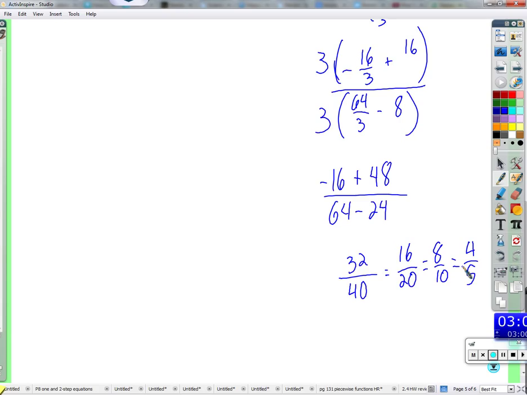Two over three wasn't a bad guess. The slope at that point is 4 over 5. Okay. Now we really need this in order to have a lot of fun in the next section.